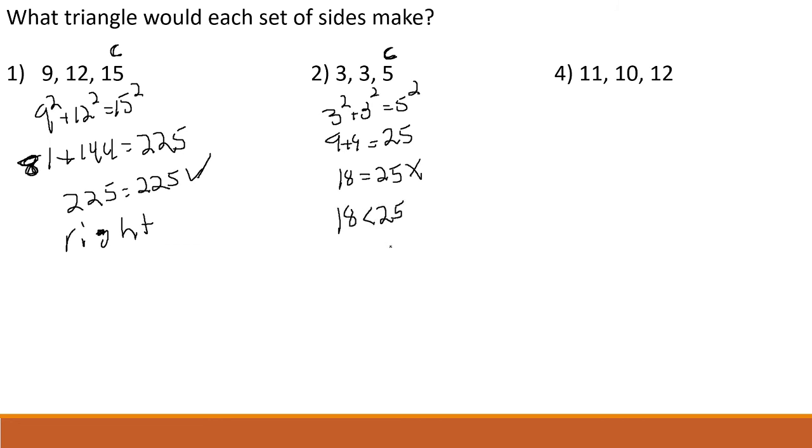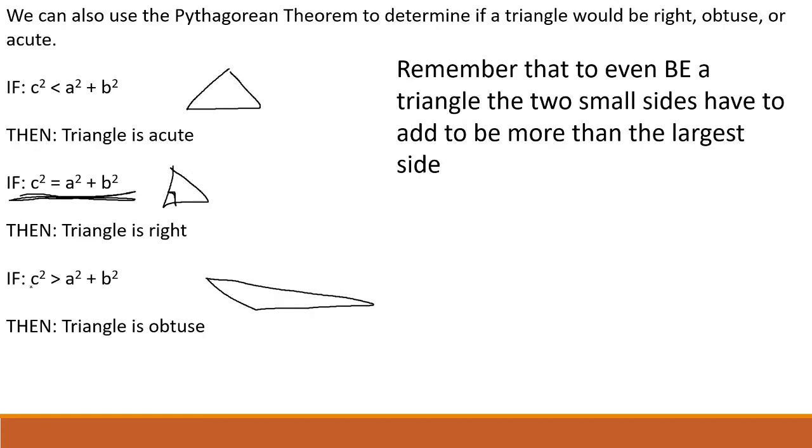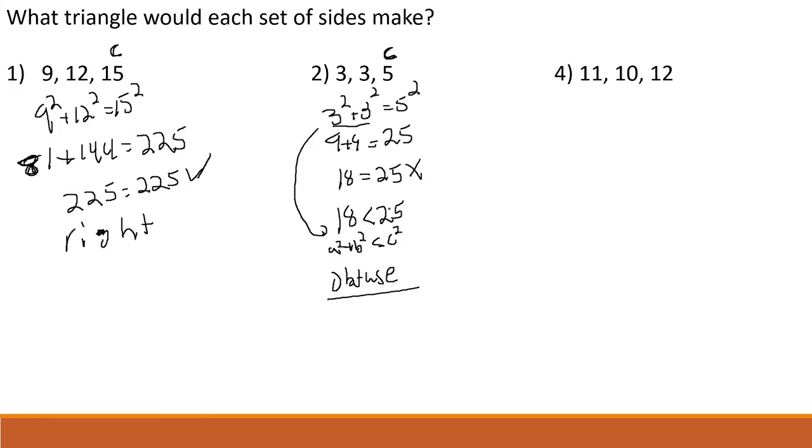So in this case, c squared, 25, is bigger than the sum of a squared and b squared, 18. So if I took a squared and b squared and added them together, I got something that was less than what c squared is. So if c squared is bigger than the sum, that means we have an obtuse triangle. Okay, just let me go back for a minute. If c squared is bigger than the sum, then it's obtuse. And that's the case here.